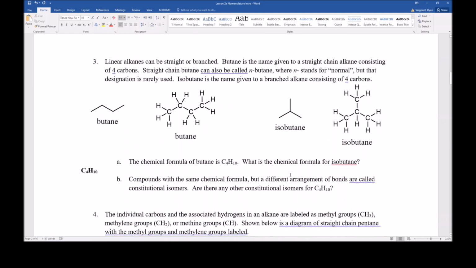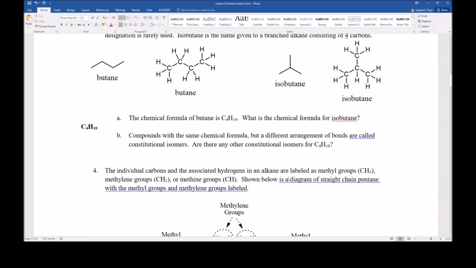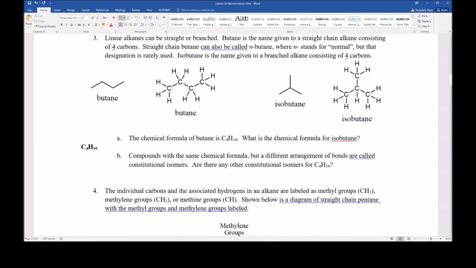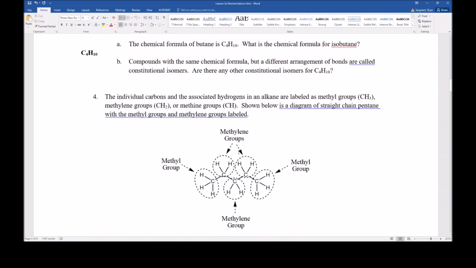We're going to look at some bigger carbon chunks like C5s, C6s, and think about how many different constitutional isomers we can get with more carbons. But before we do that, it is better to come up with some names for these different carbons. And the names are methylene, methyl, and methine. And here I have, this is 1, 2, 3, 4, 5. There's 5 total carbons. So this is pentane.